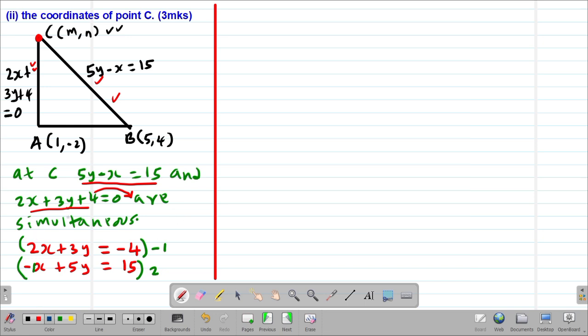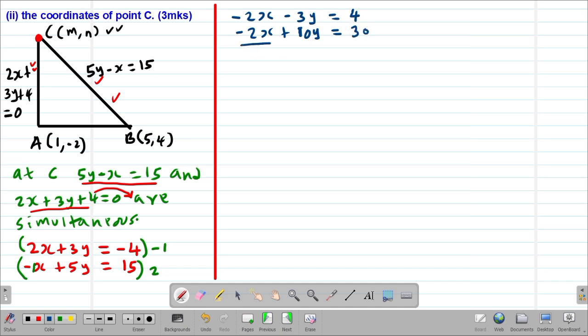Negative 1 times 2x, I'll get negative 2x. Then negative 1 by 3y, I'll get negative 3y, being equal to negative 1 by negative 4, I'll get a positive 4. Then 2 times negative 1x, I'll get negative 2x. Then 2 by 5y, I'll get positive 10y, being equal to 15 by 2, I'll get positive 30.